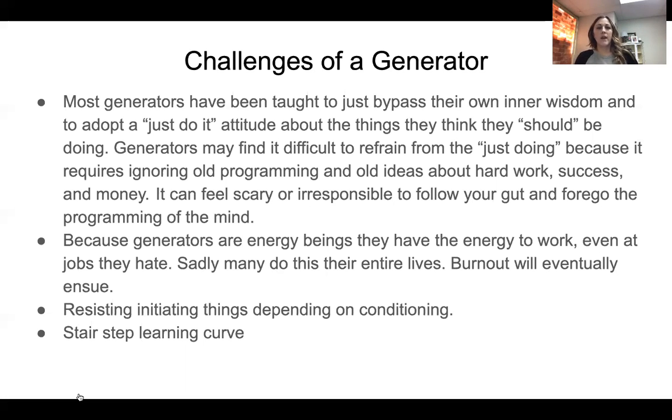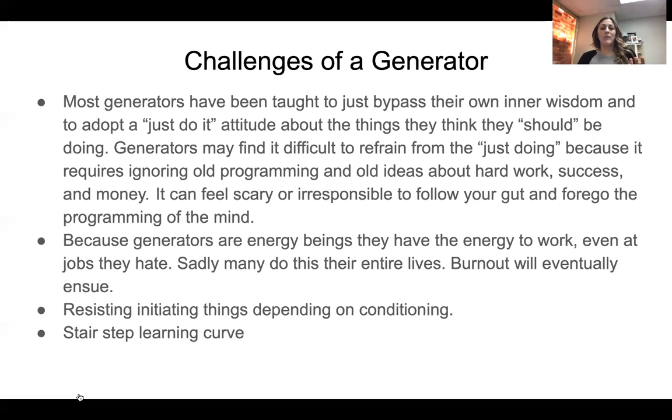So for a generator who's working on listening to their strategy and authority, they need to get used to listening to that sacral response and checking in with the sacral before they make decisions or respond to things outside of them. Because generators are energy beings, they have lots of energy. They have that defined sacral. And so they have the energy to do jobs they hate.